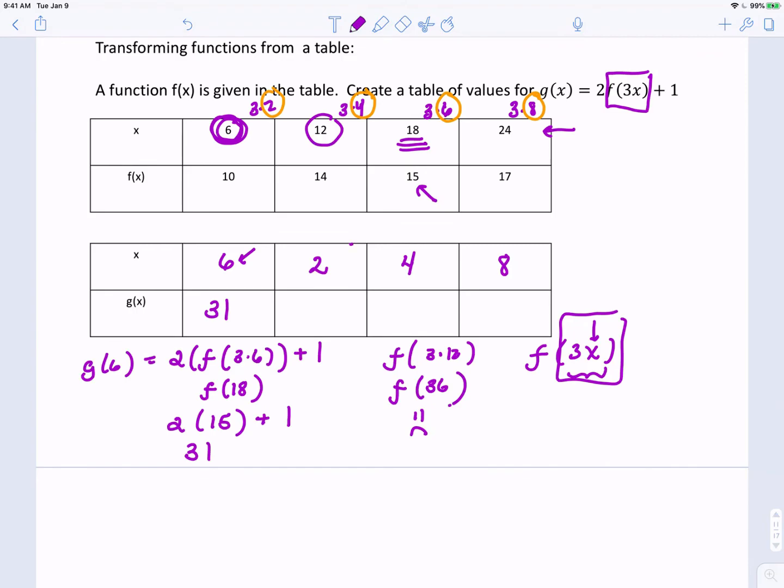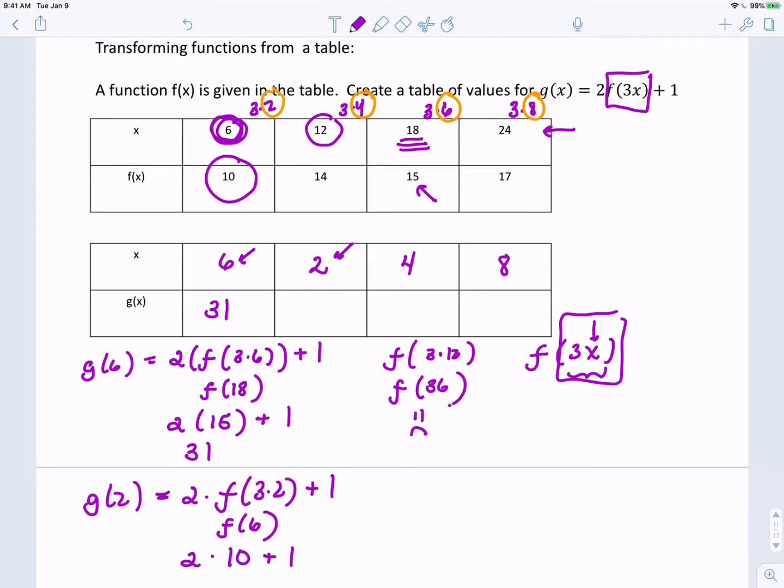All right, so let's see if we plug in a 2. Then g of 2 would be the same as 2 times f of 3 times 2 plus 1. Well, this is f of 6. And we know what f of 6 is. f of 6, according to our table, is 10. So we have 2 times 10 plus 1, in other words, 21.